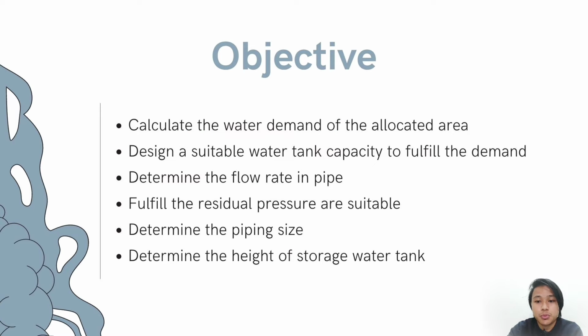The objective of this water reticulation project is, firstly, to calculate the water demand of the allocated area, and then we propose a suitable design of water tank capacity to fulfill the demand. After that, we determine the flow rate in the pipe, fulfill the suitable residual pressure head, determine the optimum piping size, and lastly, determine the height of the storage water tank.